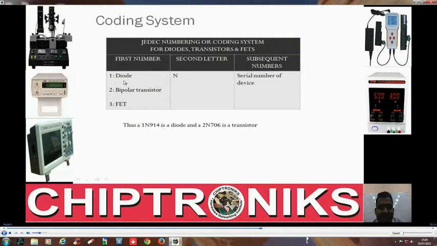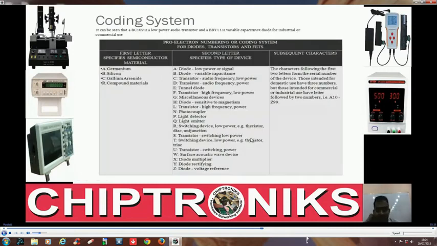So this is 1N914, where 1 stands for diode, so this is a diode, right? And this is 2N706, where 2 means bipolar transistor, so 2N706 is a transistor. I think I'm clear with this thing.